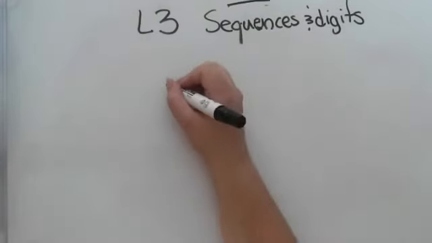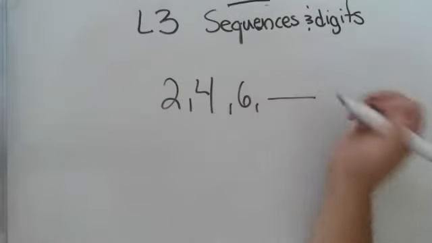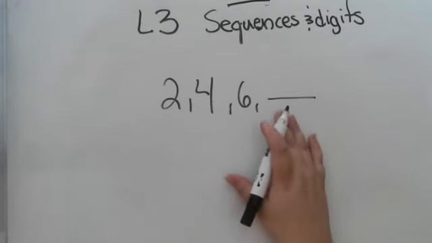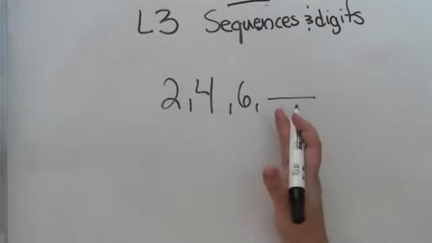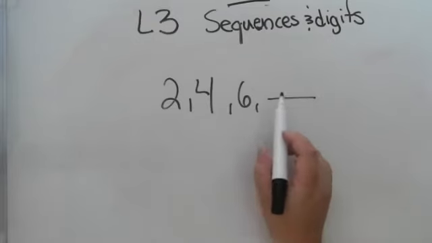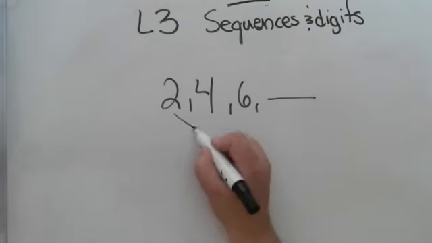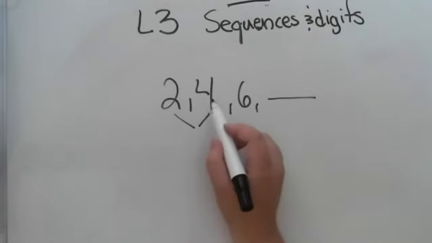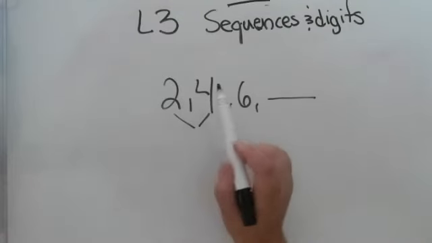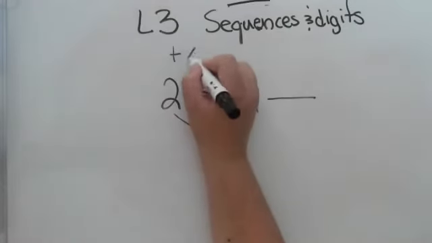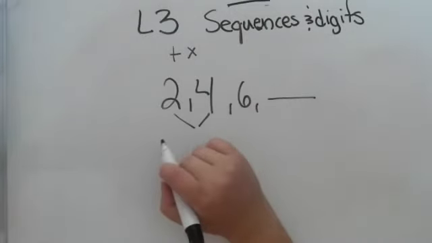Some of the more common sequences you'll see are 2, 4, 6, and if I had a blank one, this is now a missing term. So my sequence is 2, 4, 6, and I have a missing term. To find this missing term, I need to know what my pattern is. I'm going to figure out what the difference is between these two numbers. Now they are going up. So that means if they're going up, I'm either adding or multiplying. If they were going down, I would be either subtracting or dividing.